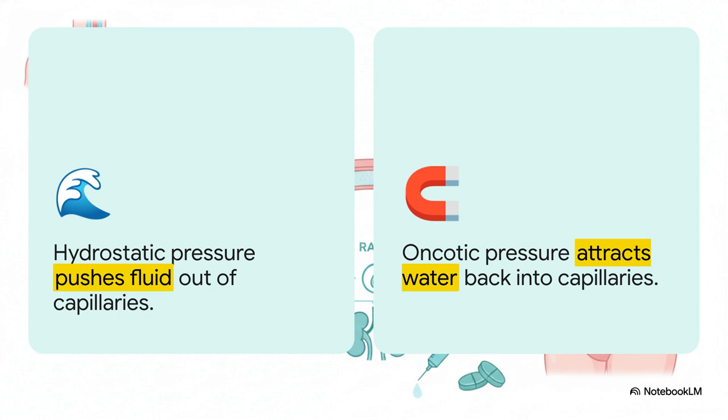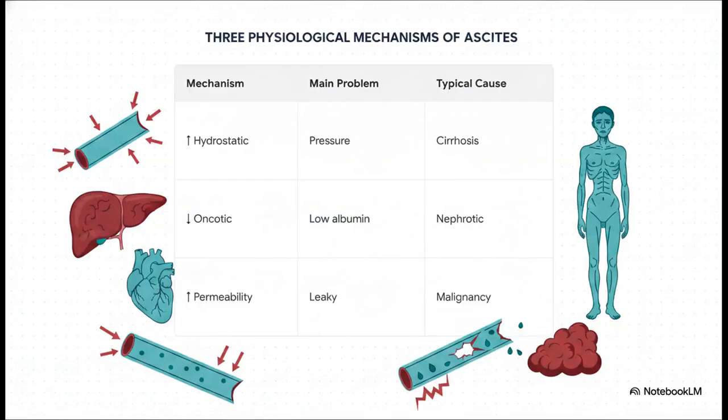Second, we have oncotic pressure. Now, this is primarily driven by albumin, which is a big, bulky protein floating around in your blood. Albumin attracts water back into the circulation. So remember this, pressure pushes and albumin pulls. When those two forces are perfectly balanced, the fluid stays exactly where it belongs. But when those Starling forces get disrupted, it leads directly to three, and really only three, physiological mechanisms that actually cause ascites. When the forces get thrown off, one of three things is going to happen.